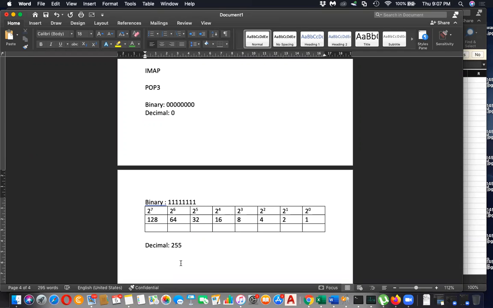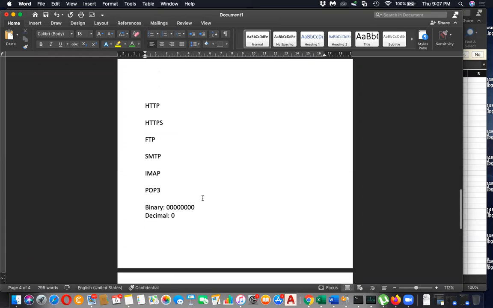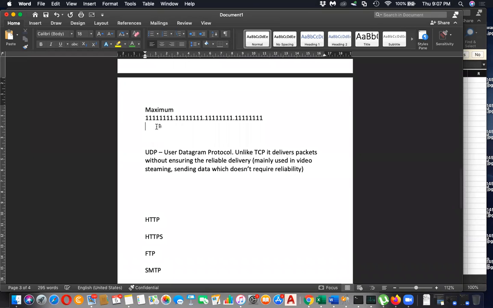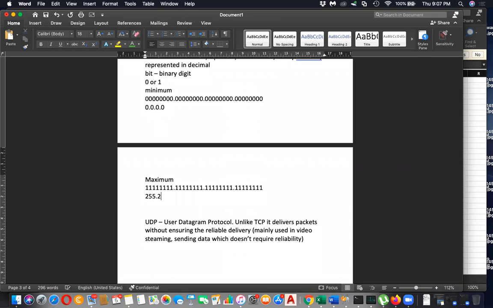Then you can write this IP address as 255.255.255.255, and that is the maximum IP. Theoretical maximum IP is 255.255.255.255. Theoretical minimum IP is 0.0.0.0. Practically, we cannot use these. Practically, we have different IP ranges called class A IP, class B IP, class C IP, then class D IP, E IP. We have different classes.